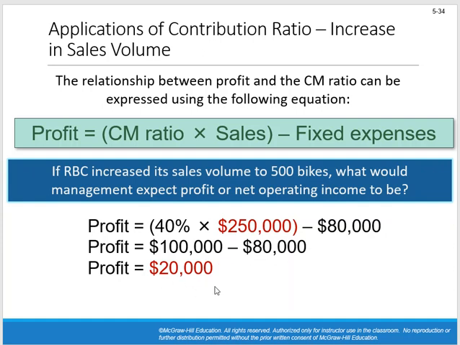Now that answer shouldn't shock you. Again, 500 bikes. We are 100 bikes over break even. And if I take 100 bikes over break even times $200 CM per unit, I get the same 20,000. Okay, so this shouldn't surprise us that we keep coming back to $20,000 profit based on 100 bikes over break even.